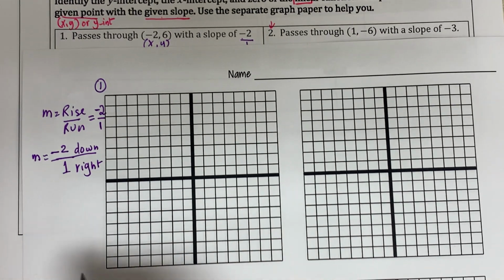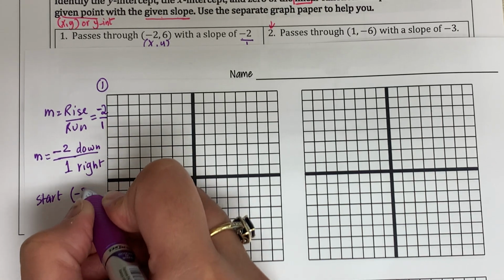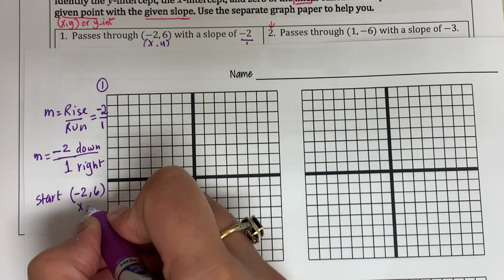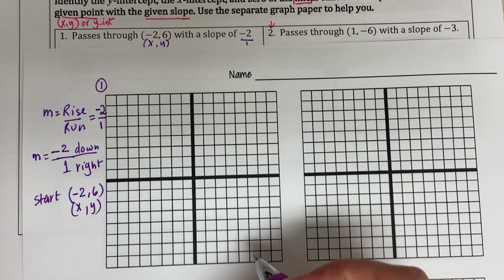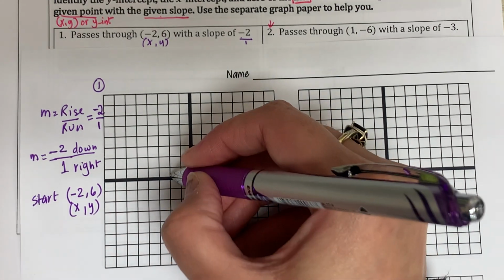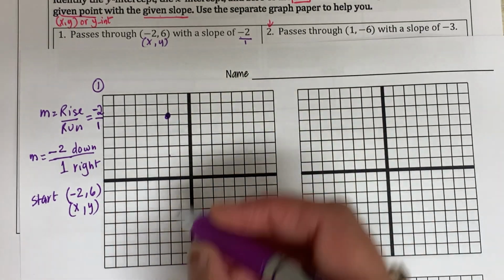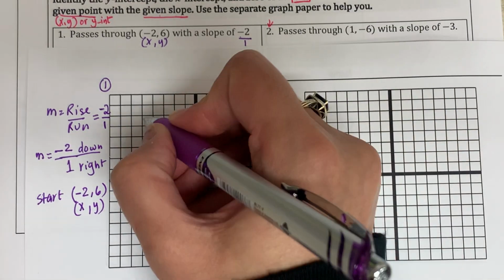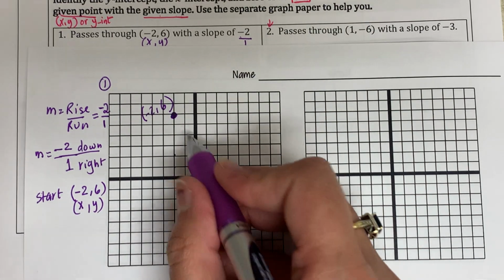And your starting point is -2, 6, where x is -2 and y is 6. So let's look at that point in the graph. X is -2. It should be here. And positive 6 is 1, 2, 3, 4, 5, 6. So it is that point. This is your starting point, -2, 6. So this is where I start from.